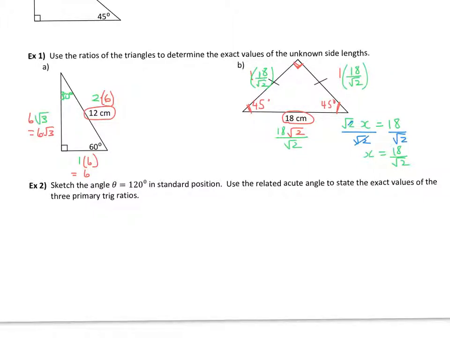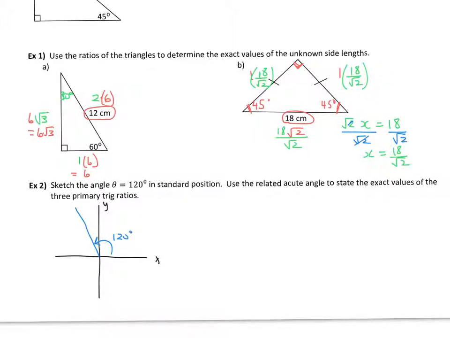All right, let's look at example 2 here. Sketch the angle of 120 degrees in standard position. Okay, so we've already talked about what standard position looks like. So I'm going to draw my Cartesian plane here. There's x, here's y. 120 degrees is 30 more than 90 degrees. So it's going to look something like that. So that's my 120 degree angle.